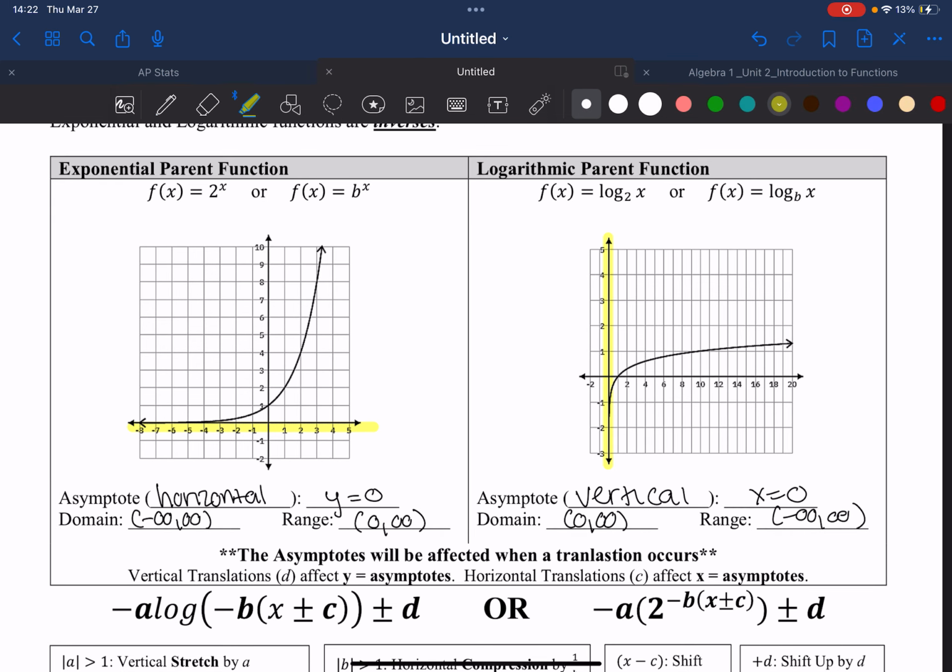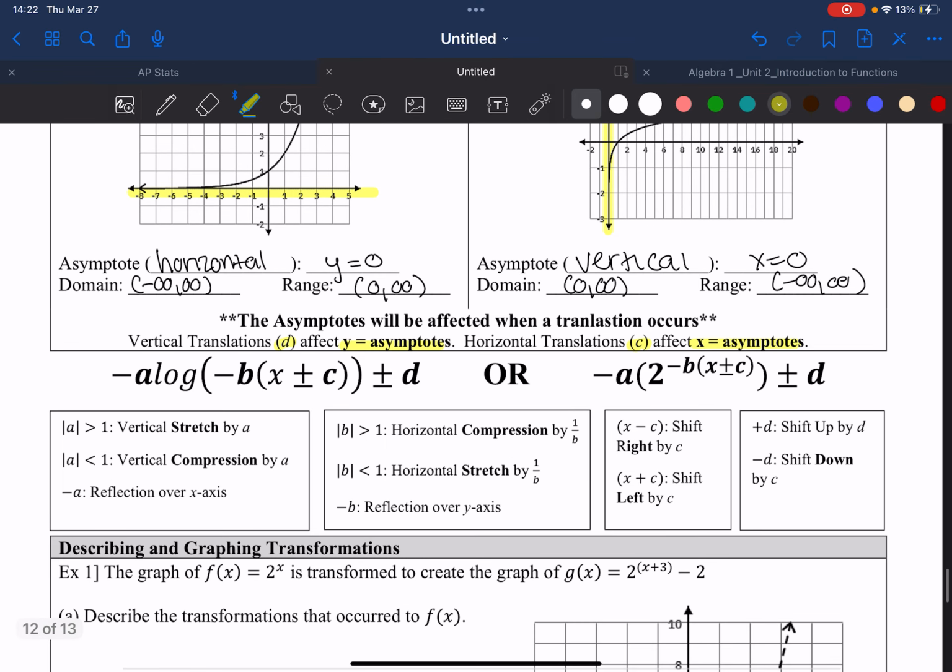It's important here to note that these transformations that we're going to do on these functions not only affect the function, but also affect the asymptote and the domain and range. So for exponential functions, the value d is going to affect its asymptote. And for logarithmic functions, the value c is going to affect the asymptote. So instead of it being y equals 0 or x equals 0, it's going to be dependent on those transformations.